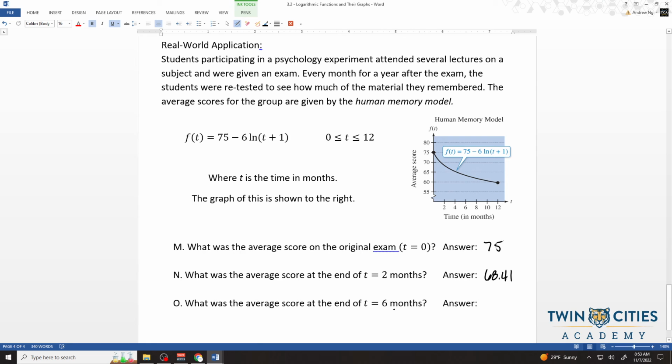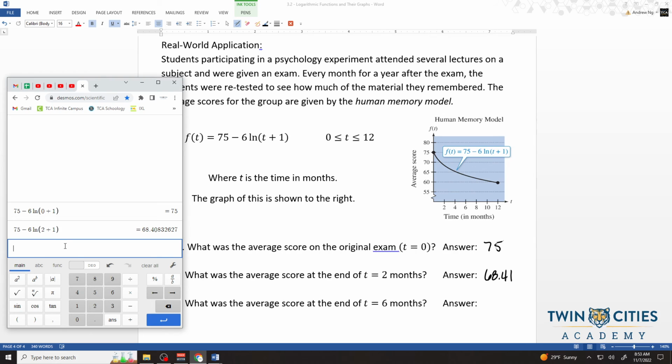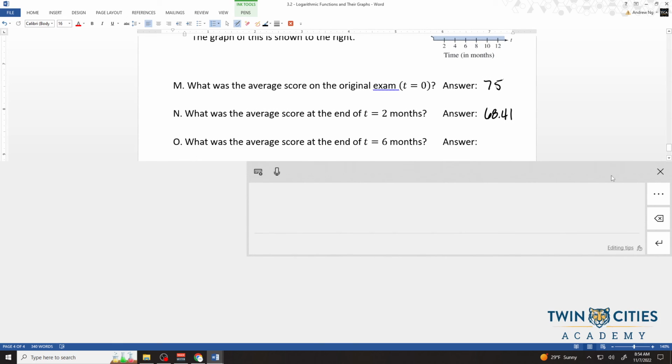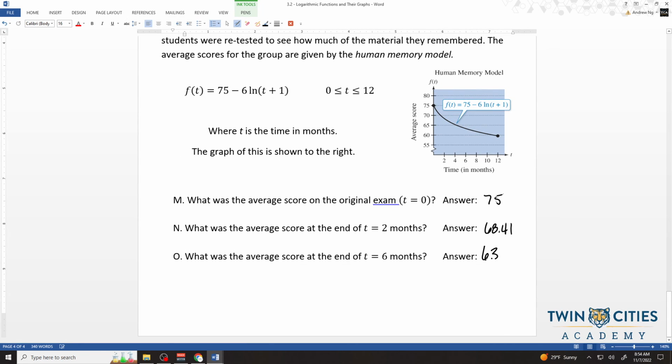All right, what about 6 months later? So half a year later, they were tested again. How did they do this time? 63.32. So the average score there was a 63.32%. All right, so let's draw some conclusions here. Over time, the scores do go down. 75 to 68.41 to 63.32. And I can see that in our graph as well.